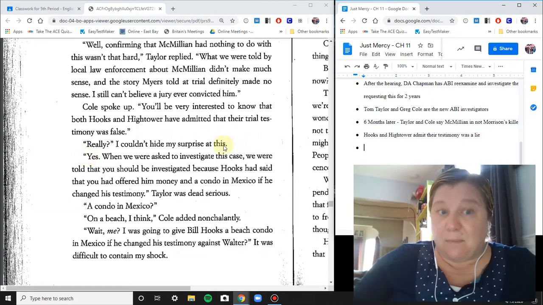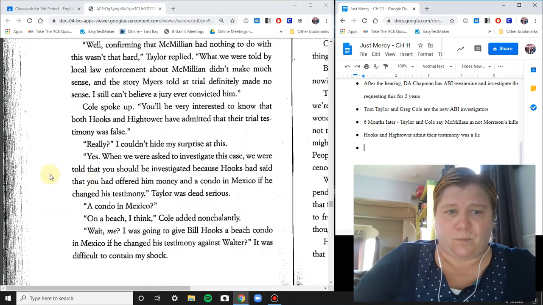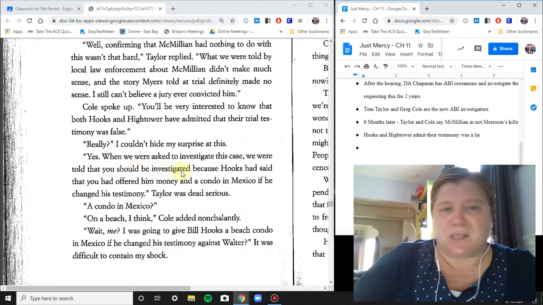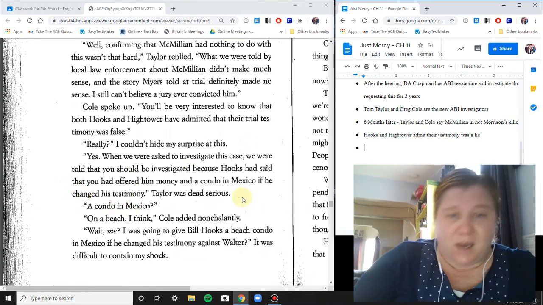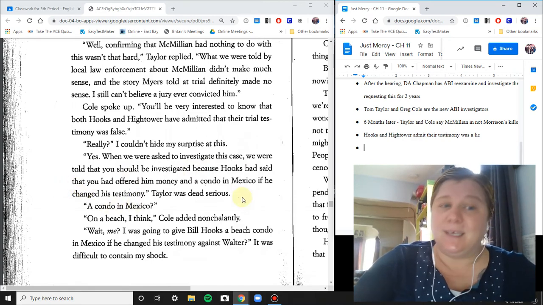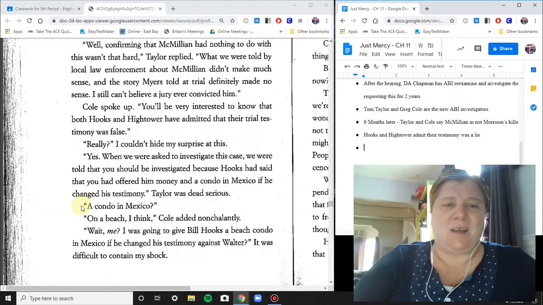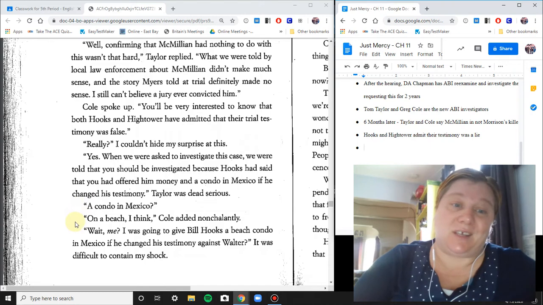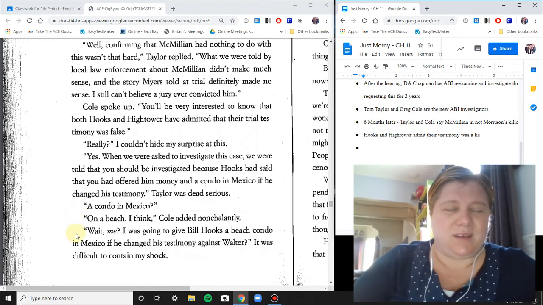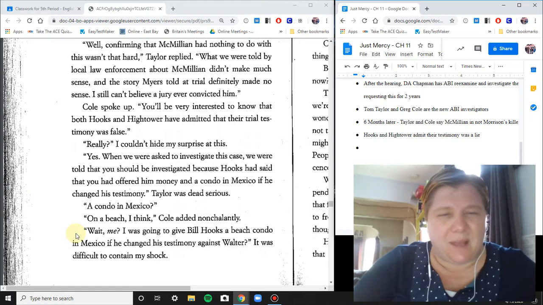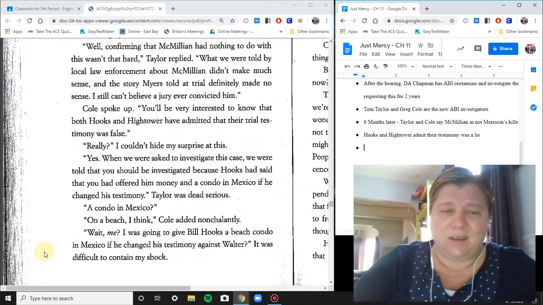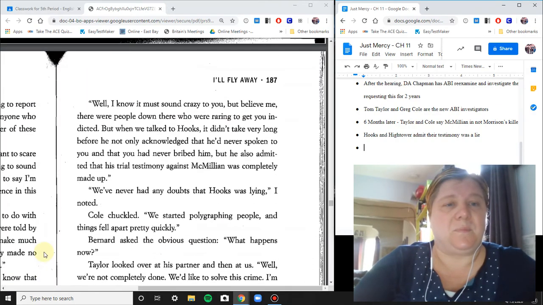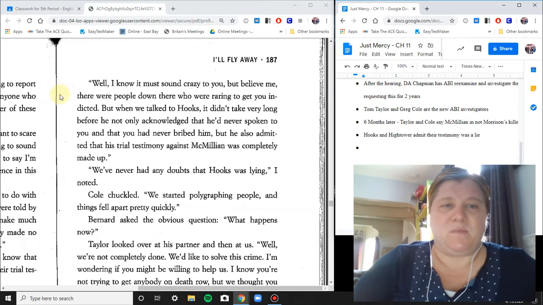Okay, so these Alabama Bureau of Investigations people get the case and somebody tells them, hey, you should investigate Brian Stevenson himself because Hooks told us that Brian Stevenson had offered him money and a condo, an apartment, if Hooks changed his testimony. A condo in Mexico? On a beach, I think, Cole added nonchalantly. Wait, me? I was going to give Bill Hooks a beach condo in Mexico if he changed his testimony against Walter? It was difficult to contain my shock.